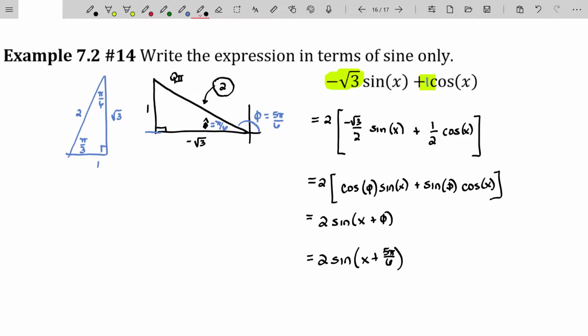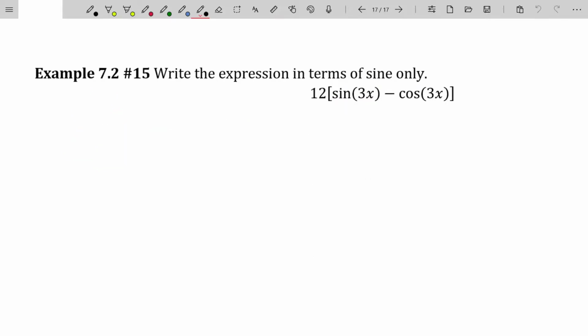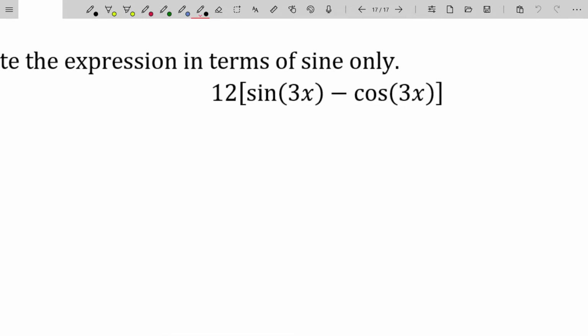Let's do another one just to really see how these examples work out in all situations. So again, we have some expression here. Write this in terms of only sine. Well, the first thing I'm going to do is just distribute that 12. Why? I don't know why. I just want to. So I'm going to distribute it to both of those terms. So I have 12 sine of 3x minus 12 cosine of 3x.